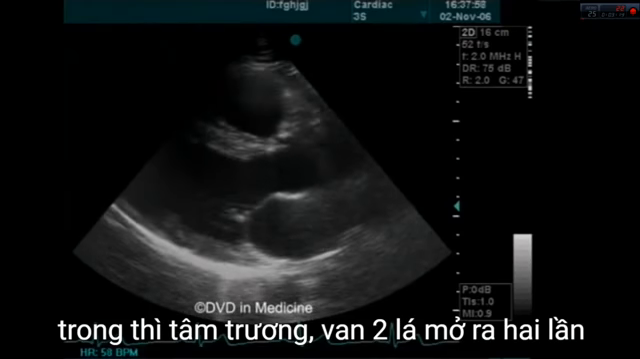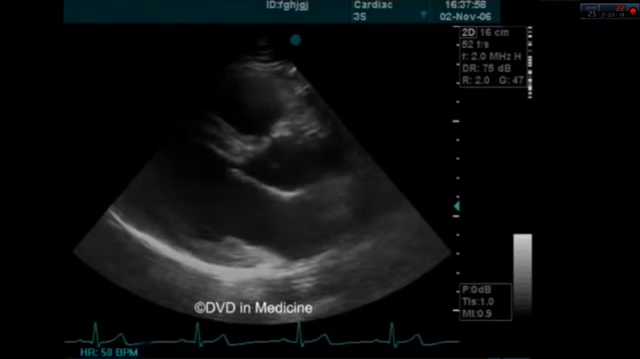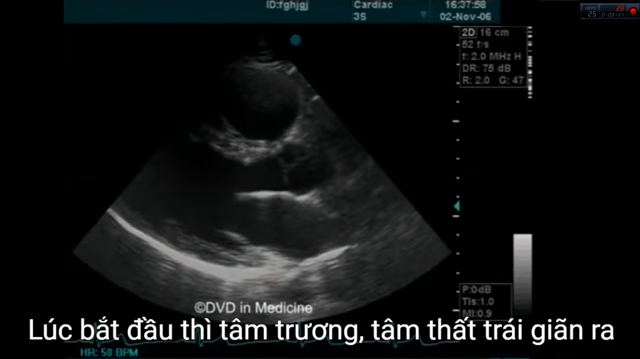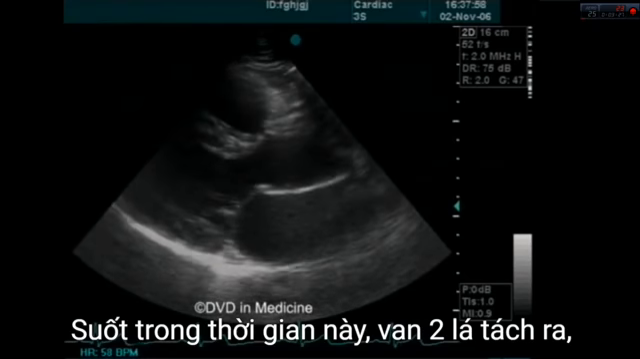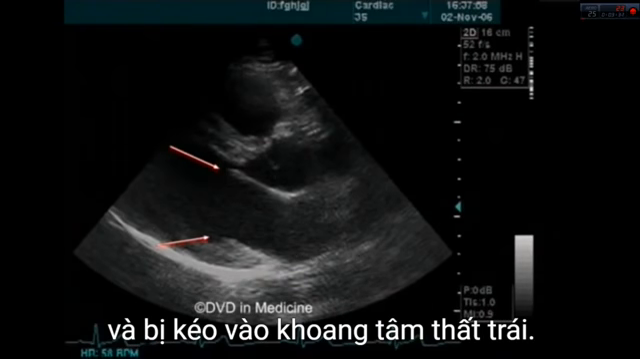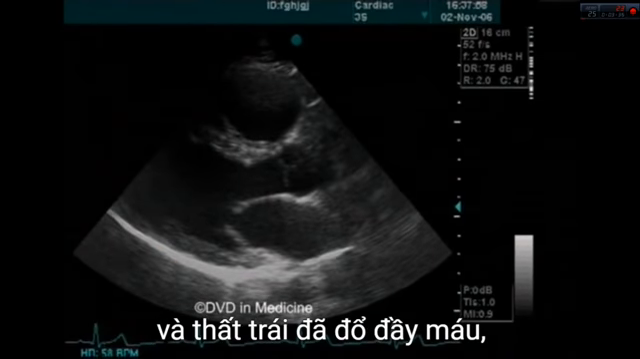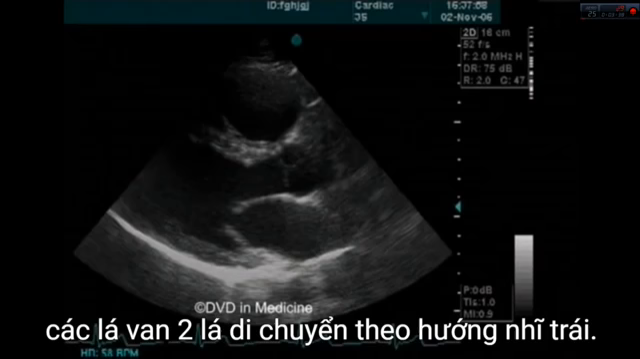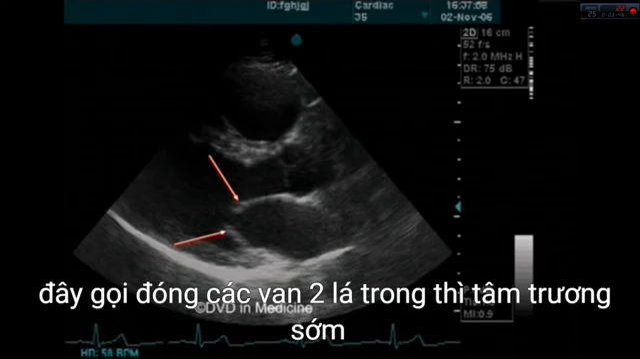During diastole, the mitral valve opens twice, when the patient is in sinus rhythm. At the start of diastole, the left ventricle relaxes and fills up with blood from the left atrium. During this time, the mitral valve leaflets separate and droop into the left ventricular cavity. When the early diastolic period is finished and the left ventricle is filled with blood, the mitral leaflets move in the direction of the left atrium. At this moment, they are partly closed. This is called early diastolic closure of the mitral leaflets.